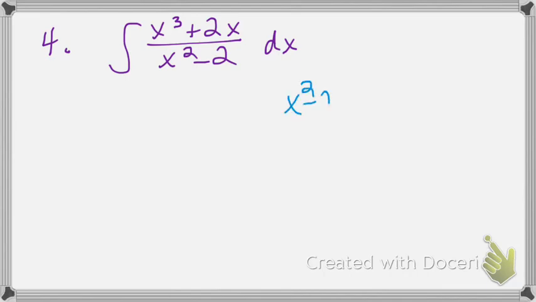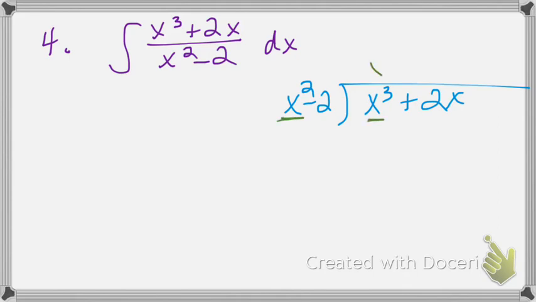x squared minus 2 goes on the outside, and x cubed plus 2x goes on the inside. Very first thing you do is you figure out what I need to multiply x squared by to get x to the third. Well, it's missing an x, so I'm going to put an x up here as the thing to multiply by. When you multiply, you do x times x squared and x times negative 2, and you write it underneath. So x times x squared is x to the third. x times negative 2 is negative 2x.